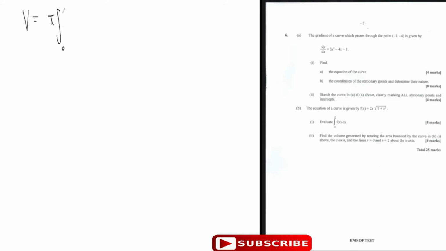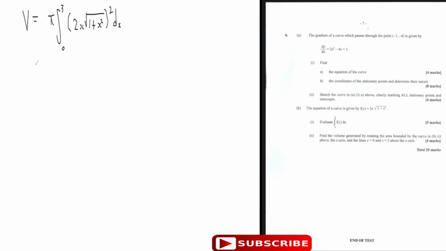So volume is going to be pi times the integral from 0 to 3 of 2x times the square root of 1 plus x squared, squared. It's already squared, dx. That's going to be the volume.